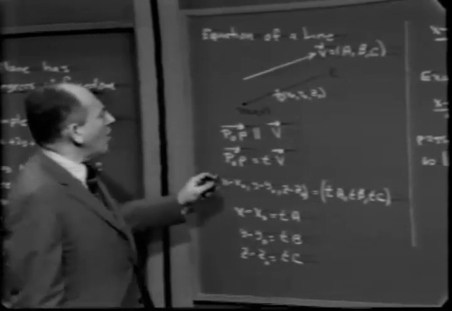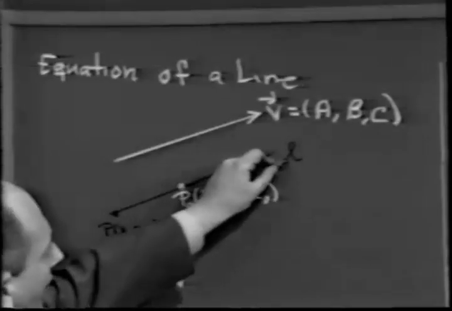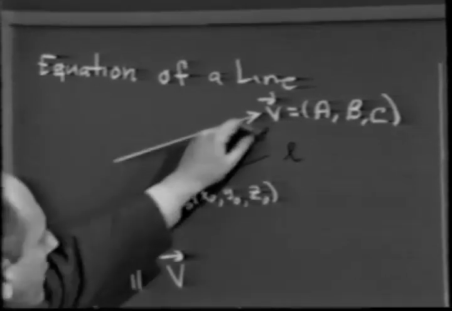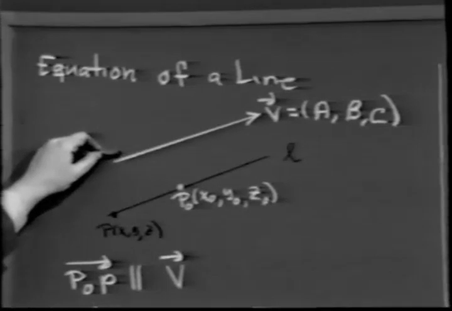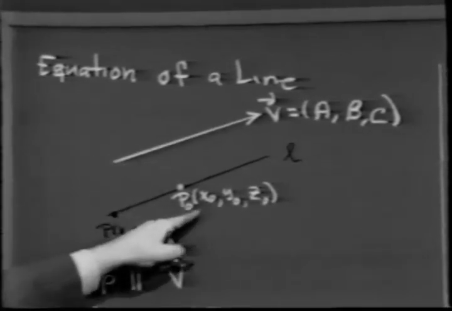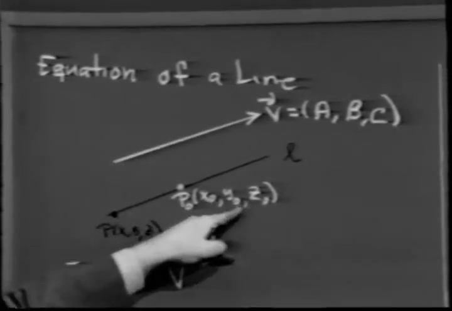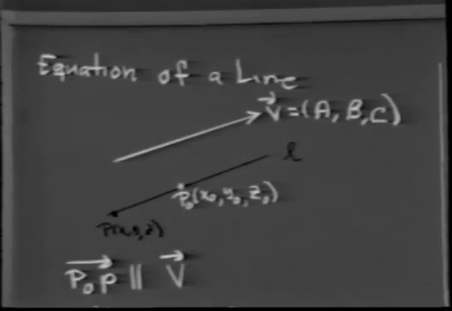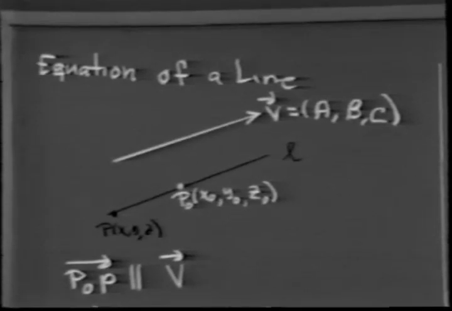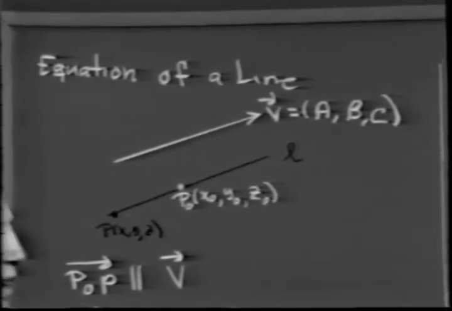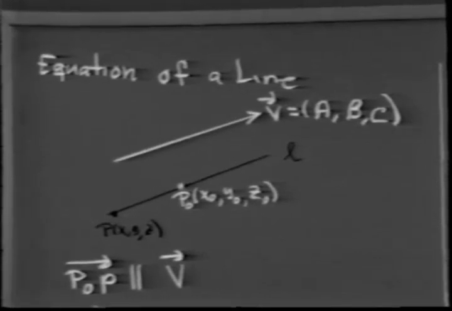In vector language, what we say is, okay, let's suppose we're given the line L. And we know that the vector v, whose components are a, b, and c, is parallel to L, and the point P0, whose coordinates are x0, y0, z0, is on the line L. Then the question is, how do we find the equation of the line L? And again, vector methods come to our aid very nicely. What we say is, let's pick any other point P in space.